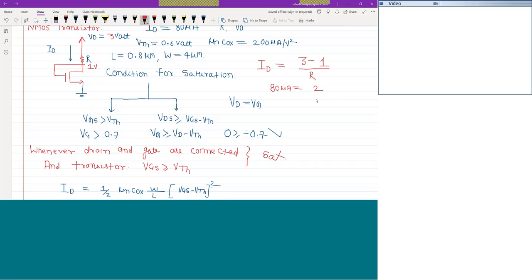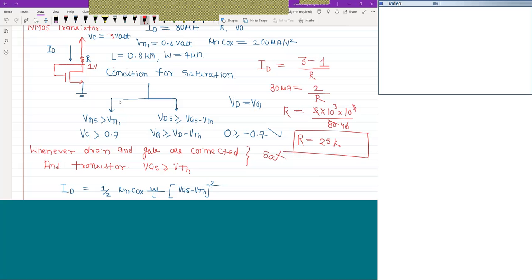2 divided by R. So R equal to 2 into 10 raised to the power 3 into 10 raised to the power 3 divided by 80. So you can say this is 1 by 40. ये कैंसल हुआ तो ये हो गया 100 by 4 which is 25 kilo ohm. So what I can say, the value of R is 25 kilo ohm and we can comment on this transistor.